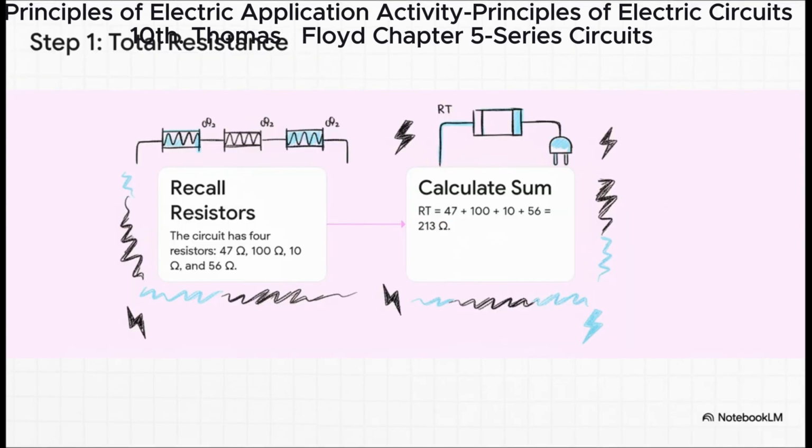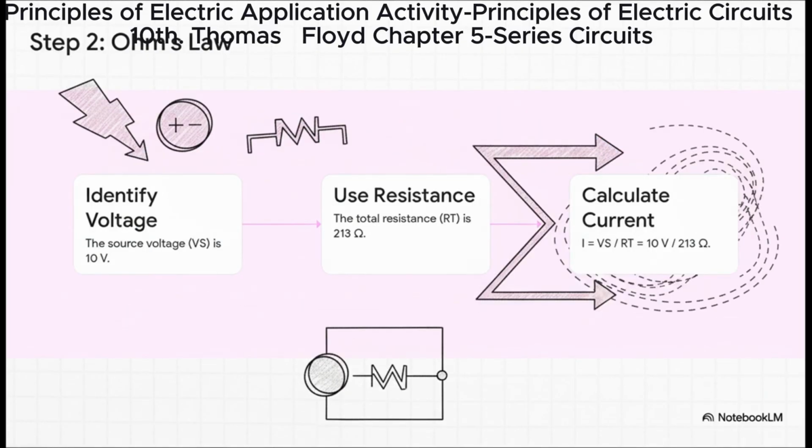And the key here is that we're going to apply this to the entire circuit at once. So, first up, we need that total resistance we already calculated. That whole chain of resistors is acting like one single 213 ohm load to our power supply. Okay, now we just plug and chug with Ohm's law. We take our total voltage, that's the 10 volts from the source, and we divide it by our total resistance, which we know is 213 ohms. That calculation is going to give us the total current for the entire circuit.